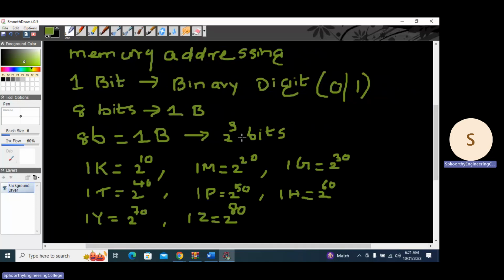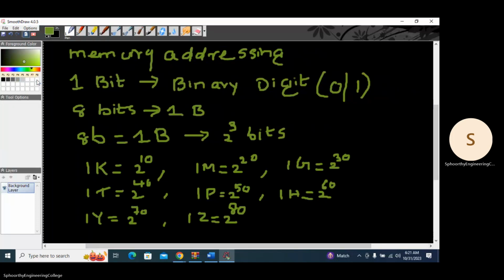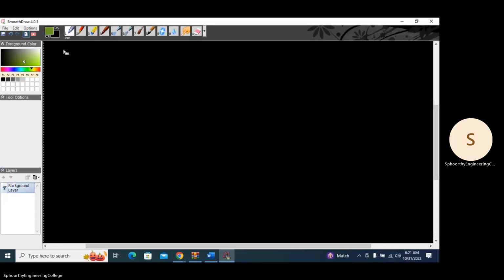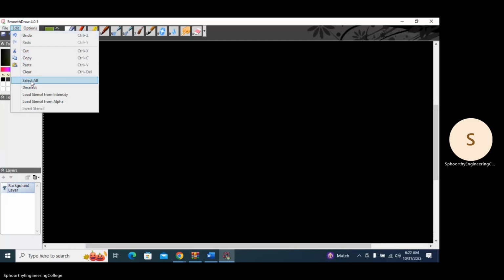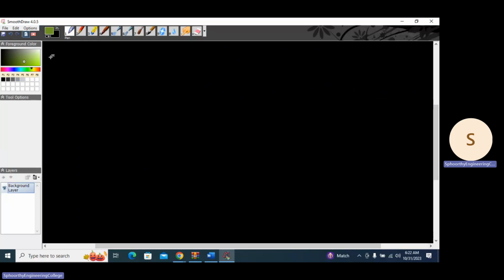So let us move on. Now suppose I have a main memory of size 8 GB.